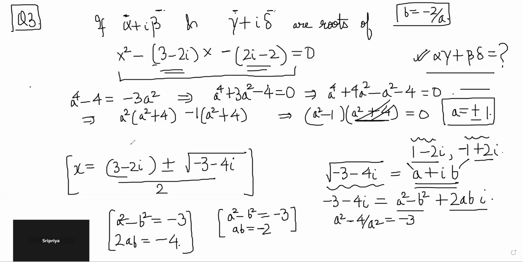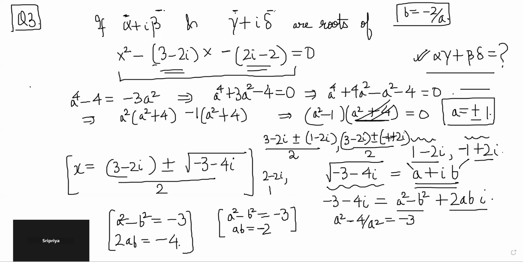I will put them here and I will get (3 minus 2i plus or minus (1 minus 2i)) divided by 2, or (3 minus 2i plus or minus (minus 1 plus 2i)) divided by 2. You get the same. It'll be the same thing. When you do plus, you will get (4 minus 4i) by 2, so 2 minus 2i, one option. When you do minus, you get 2 and 2i gets cancelled. So you get 1, right?